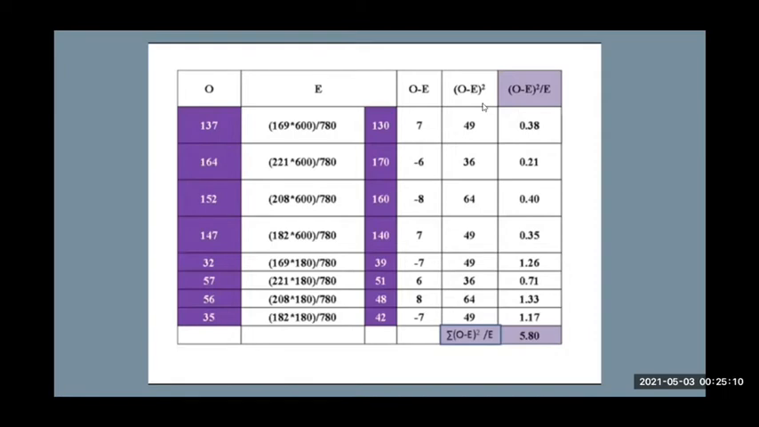After being squared, it will be divided by the expected value, which is 130, 170, 160, 140 on their corresponding values, and they will be having this result: 0.38, 0.21, 0.40, 0.35, 1.26, 0.71, 1.33, 1.17, and this will total to 5.80.